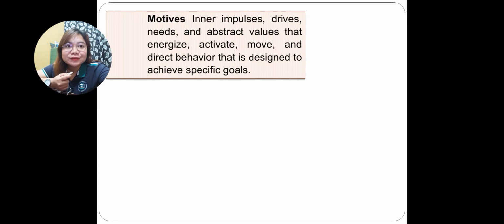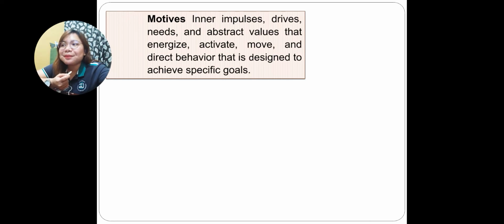Next, we have motives. Motives are inner impulses, drives, or needs and abstract values that energize, activate, move, and direct behavior that is designed to achieve a specific goal. Okay? So, motives, class, these are our inner impulses, our inner drives. Okay? What pushes you, or what is your purpose for doing that certain thing? Kumbaga, our motive is our purpose for doing that certain thing. And that purpose, class, can come from our inner impulse, our inner drives, our needs, our values, and our energy.